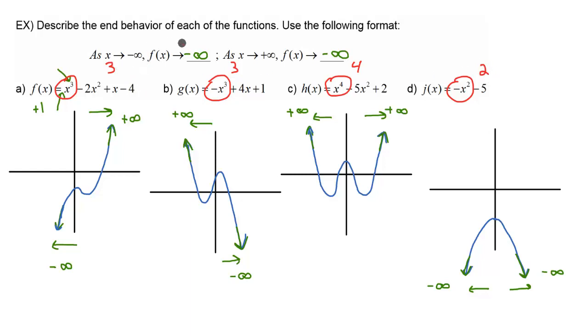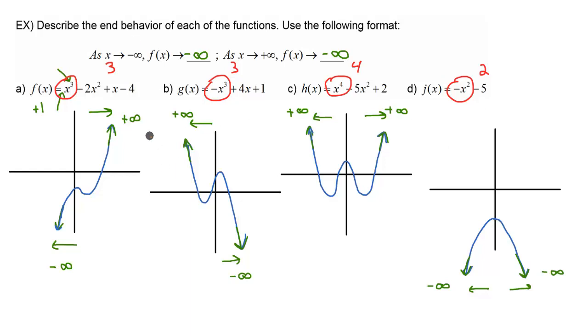Well, whenever you have an odd degree, the end behavior goes in different directions. So you could see for these two right here, part A and part B, the end behavior were going in opposite directions. But then for part C and part D, the end behavior was going the same direction, right? These were positive infinity, these were negative infinity. So whenever you have an odd degree, they go in opposite directions. An even degree, they go in the same direction.